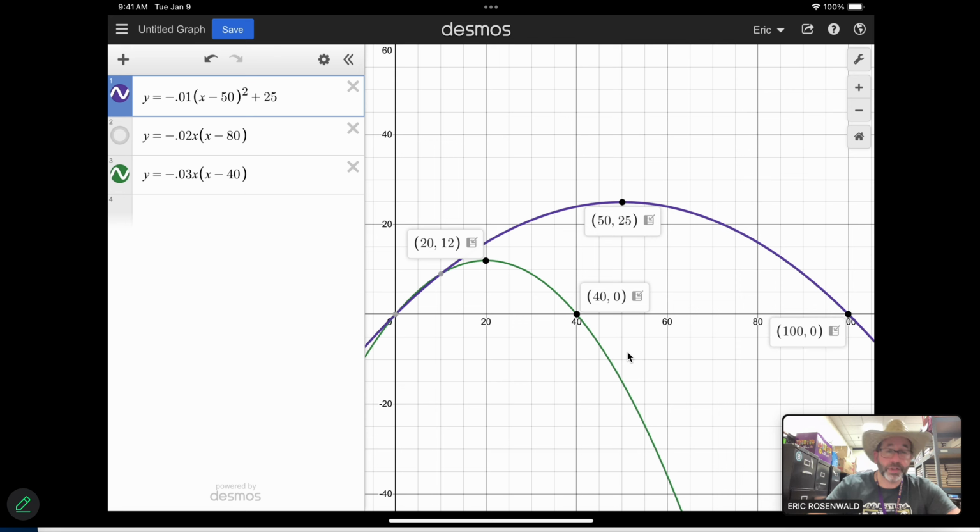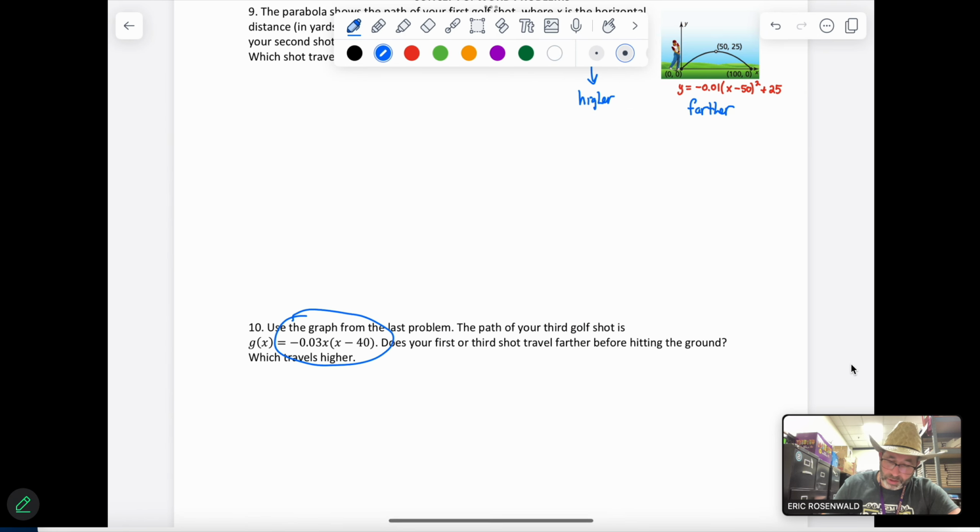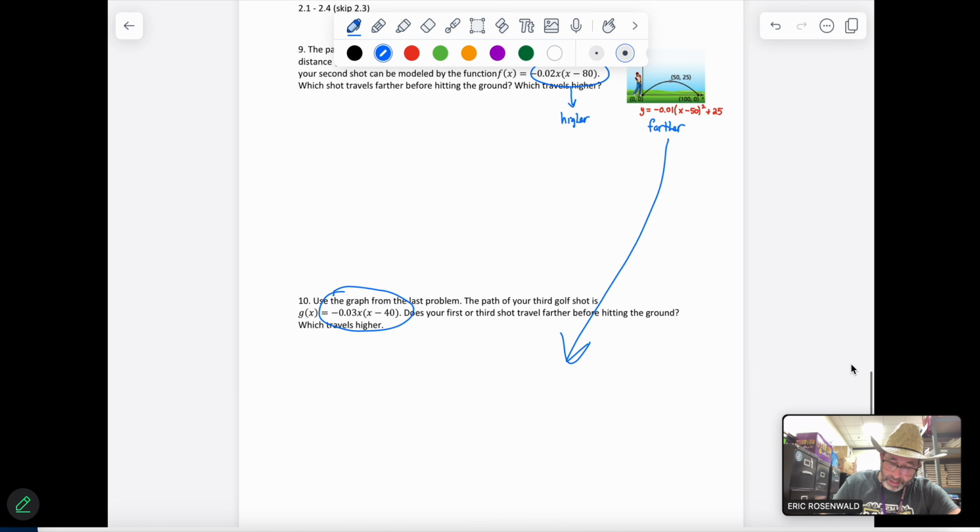Versus when we look at, I'm going to zoom out here so we can see everything. Okay, let's pull all these points up here. You can see that this one only gets 12 high versus this one gets 25 high. The purple one gets 100 far versus the green one, which gets only to 40. So which one gets higher and which one gets further? The purple one gets higher and it gets further. So we can say the original gets higher and further. There you go.